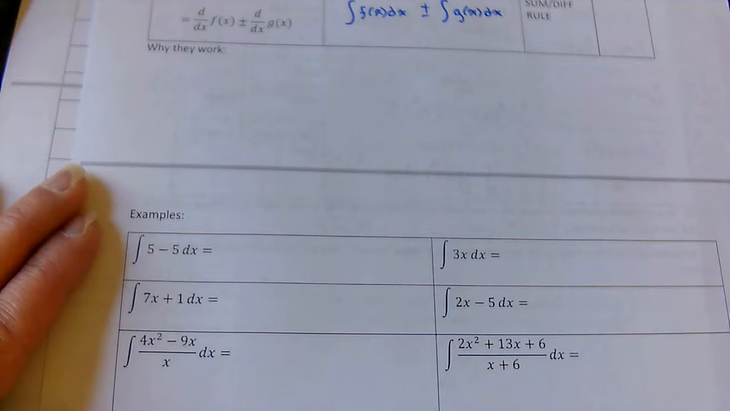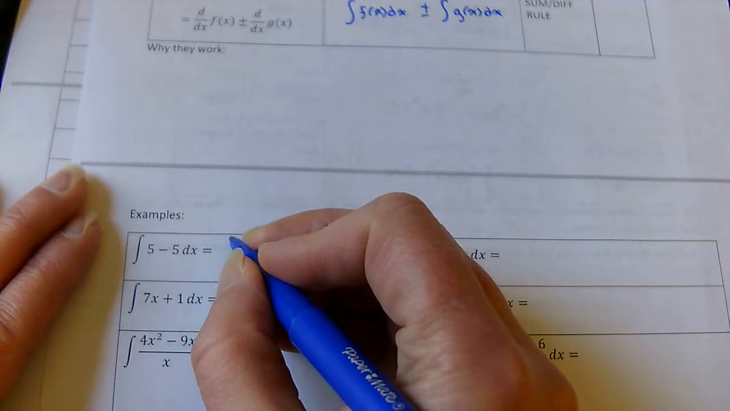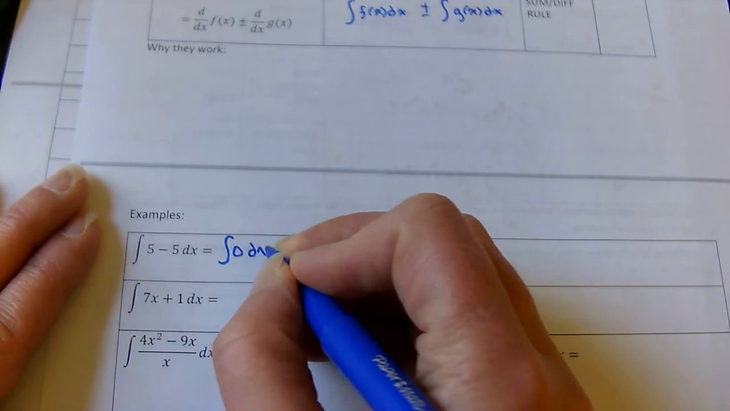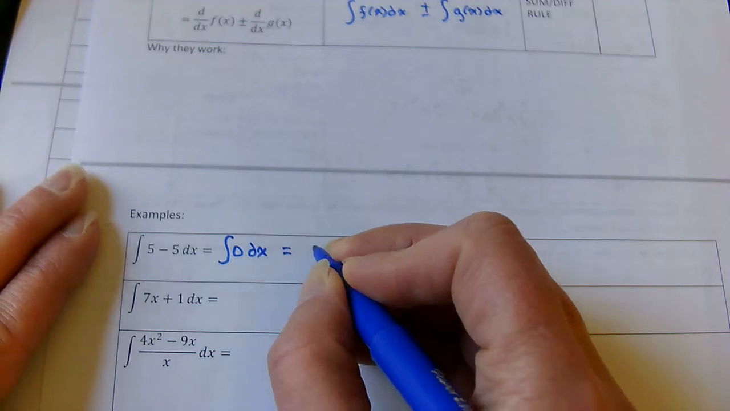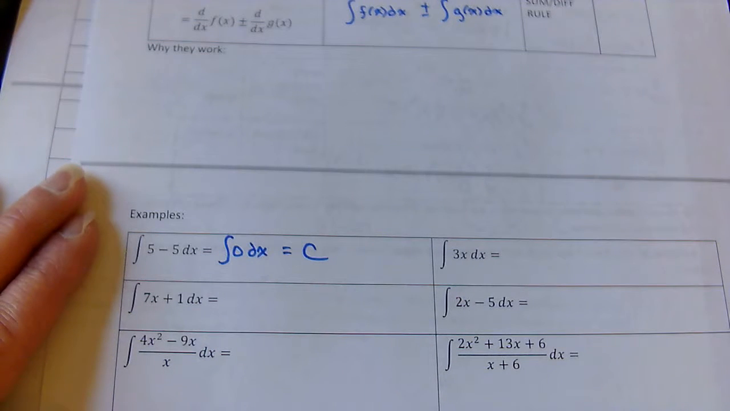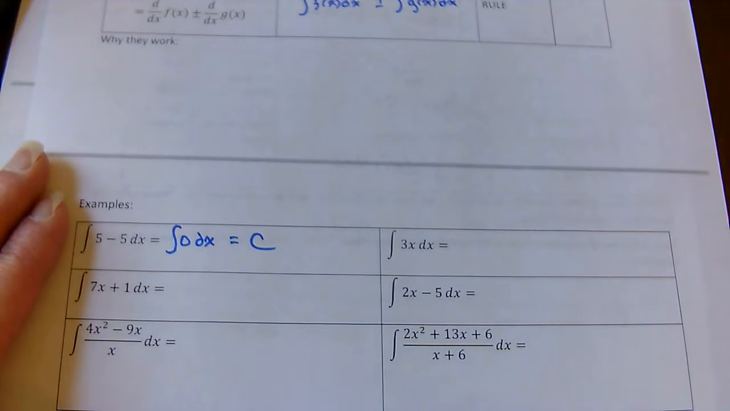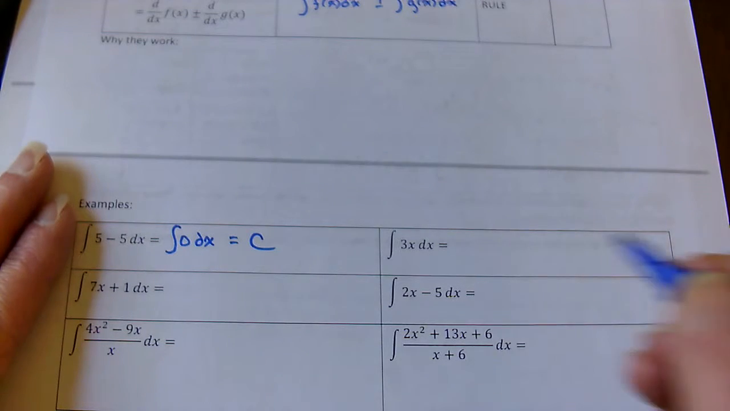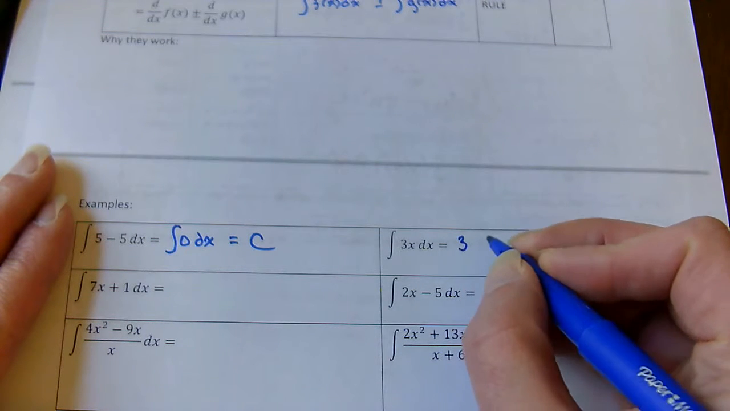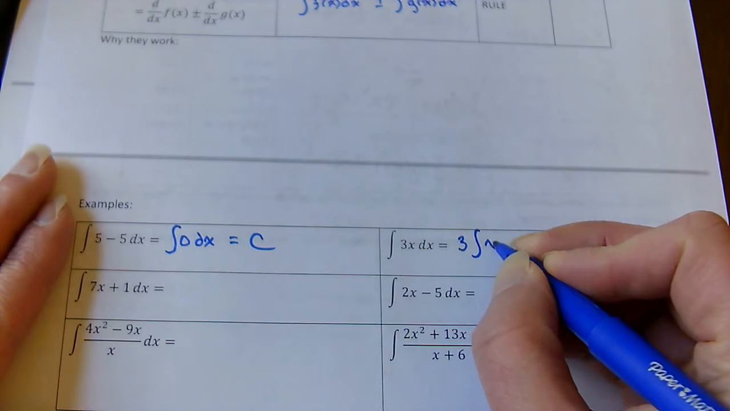Integral of 5 minus 5 dx. Well, 5 minus 5, that's 0 dx. That's just a constant. Integral of 3x dx. Well, that's going to be the same as 3 times the integral of x dx.